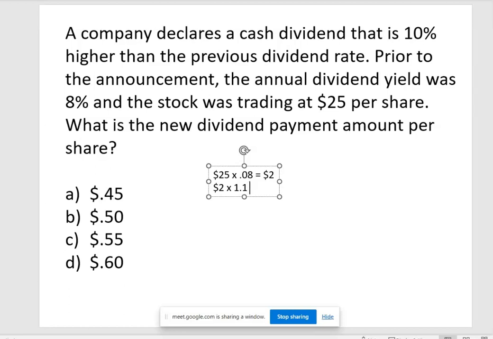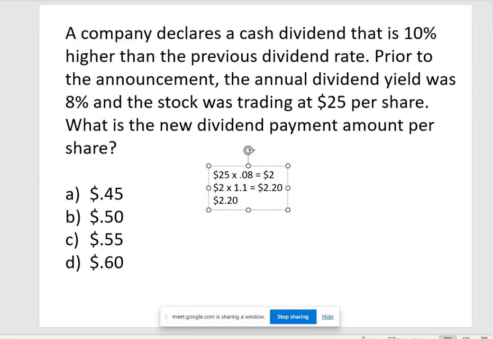So what would that give you? That would give you $2.20. What's 10% of $2? 20 cents. It's 10% more. So now the dividend is $2.20. But that's on an annual basis, isn't it? The question is, what is the new dividend amount per share? Dividend payment per share. How often?